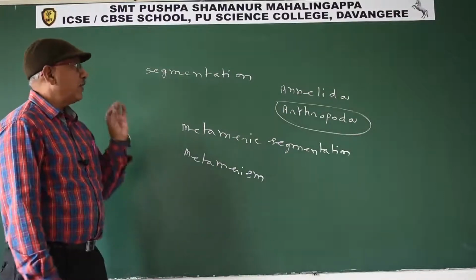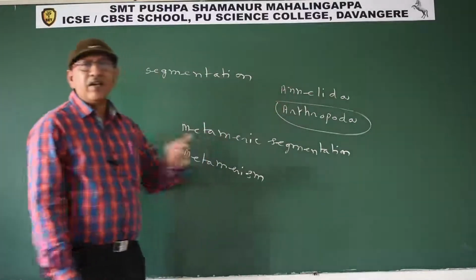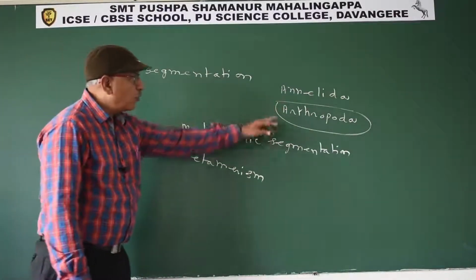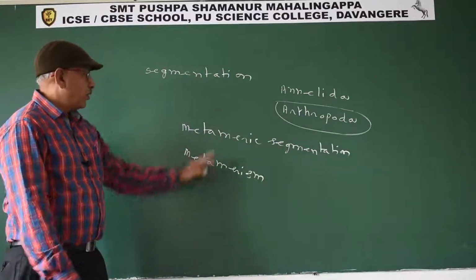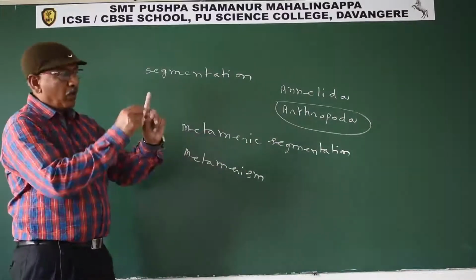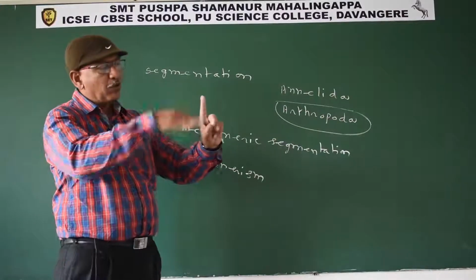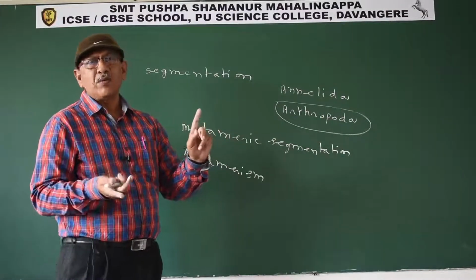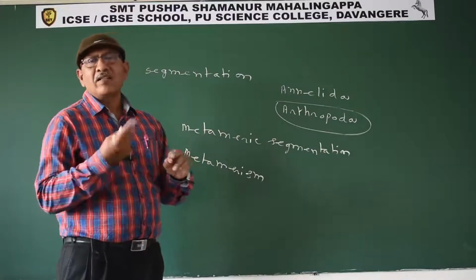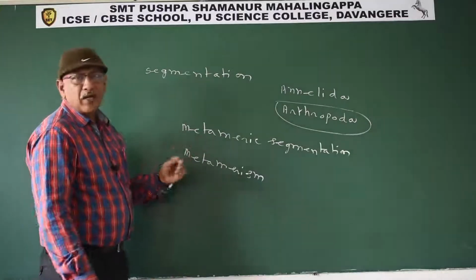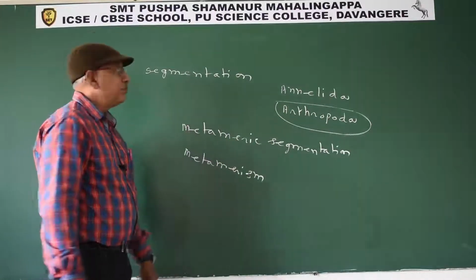So, body is in the form of segments known as segmentation. Segmentation seen in Annelida, Arthropoda. In Arthropoda, body is in the form of segments externally only. But in case of Annelida, every two segments externally separated by groove and internally separated by septum. If every two segments separated externally as well as internally, it is known as metameric segmentation. It is also known as metamerism.